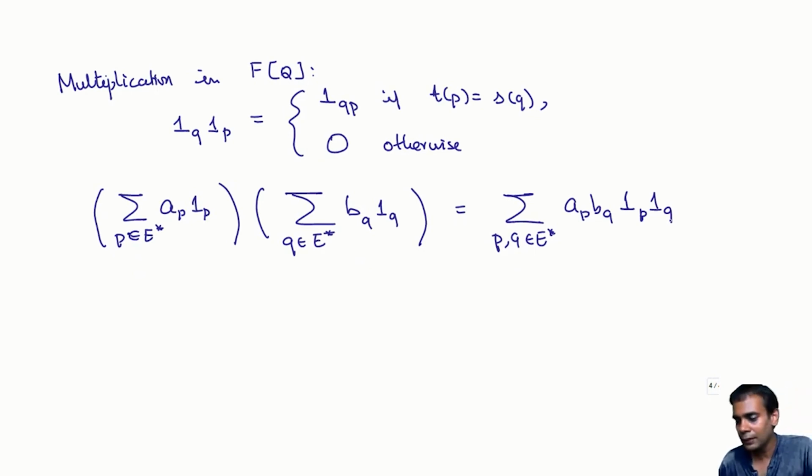So it's not difficult to check that the path algebra of a quiver is a ring with this definition of multiplication. Addition is just the vector space addition. I won't do the check that it's a ring. If you want, you can try it yourself. Instead, we look at some examples.